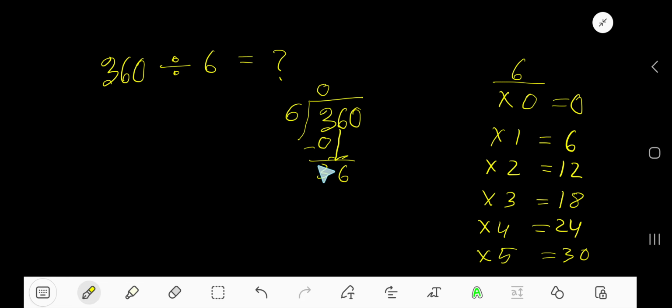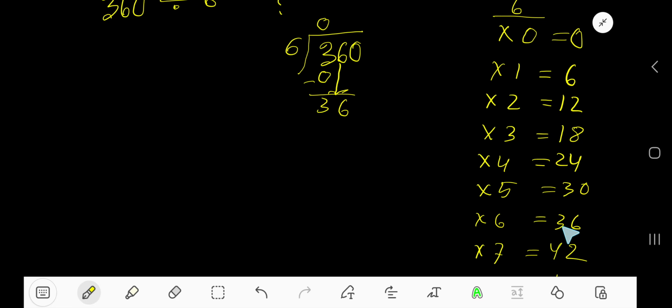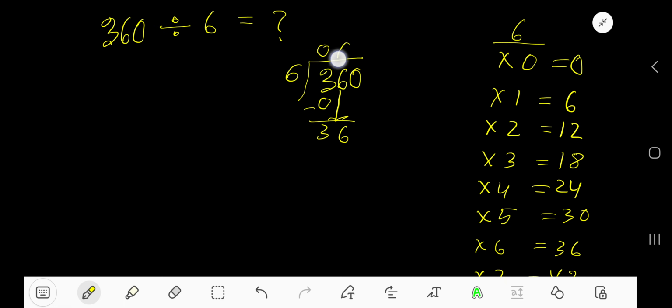Now we have 36. 6 goes into 36 how many times? 6 goes into 36 6 times. So write 6. 6 times 6 is 36. Subtract 0. Bring down this 0.